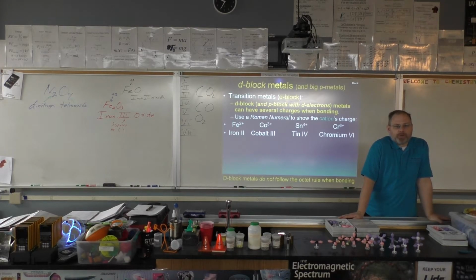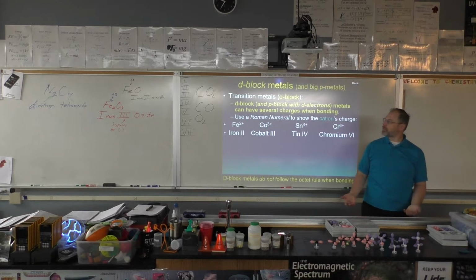Okay, so the D block metals can be anything from +1 to +7. If I said, give me some copper nitrate, you don't know which copper I want. I might want copper 1 nitrate, I might want copper 2 nitrate, you don't know. So you have to say, which copper do you want?